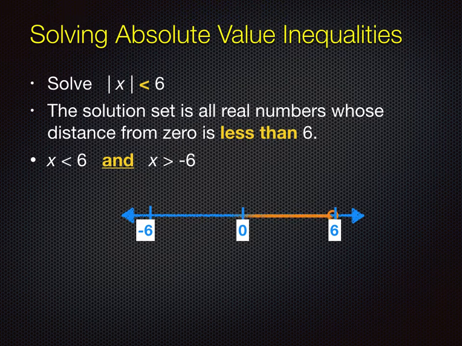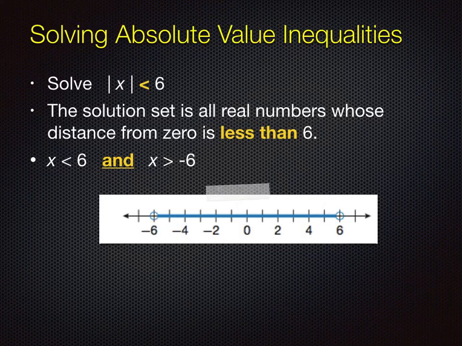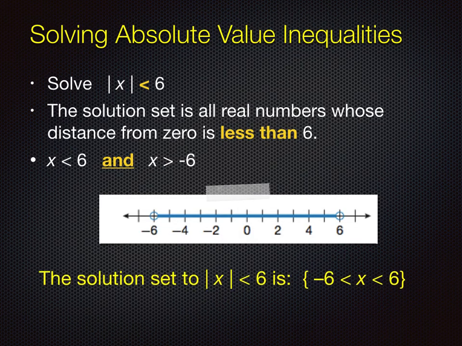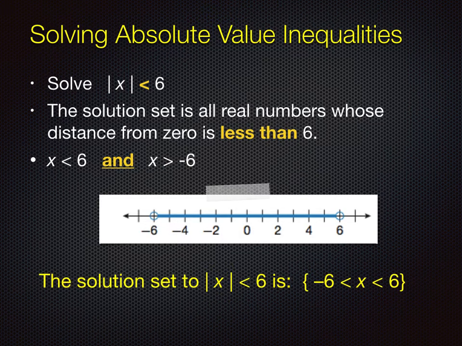X is less than 6 is represented by this orange line. X is greater than -6. But where they overlap is the solution to the absolute value inequality. So that section from -6 to +6. And the solution set is denoted this way. We say -6 is less than x is less than 6.